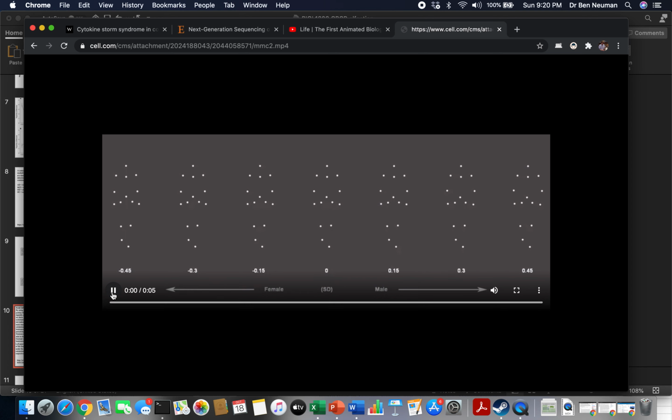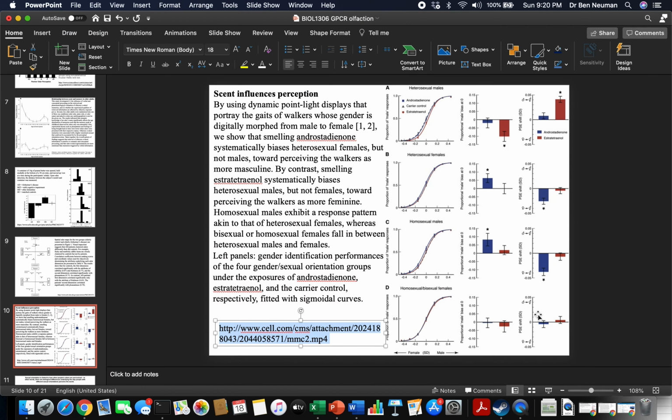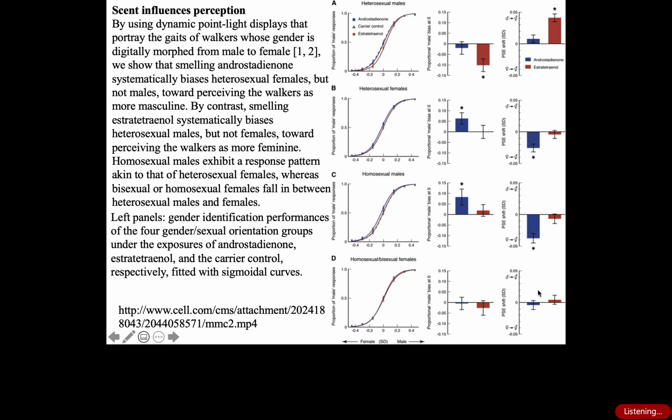All right. And so what they did was they took all these little samples of different sets of dots, and then had people say, okay, is this more male, more female? Where would you put it on the scale? And they found that there was a difference. They would see the same set of dots as more or less masculine or feminine, depending on what they were smelling at the time. So I think that's just fascinating.